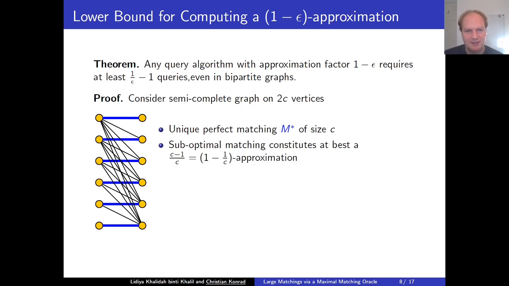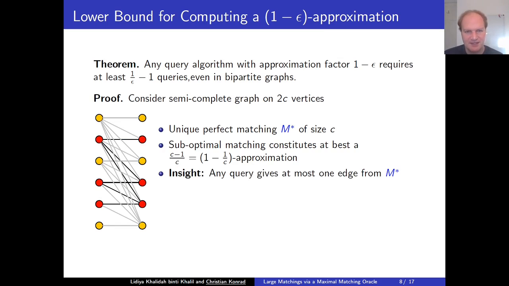And in particular, a suboptimal matching, one that is not a perfect matching, constitutes at best a C minus 1 over C approximation, since it consists of at most C minus 1 edges. So what this means is we really need to get the edges of the perfect matching, otherwise we would only produce a C minus 1 over C approximation. But this is difficult. The insight here is that any query gives at most one edge from M star, one perfect matching edge. And here's an example.